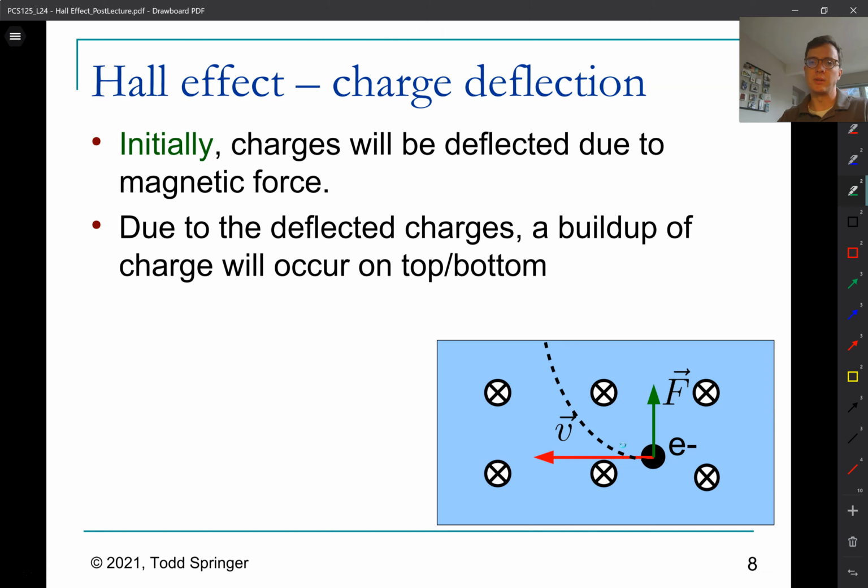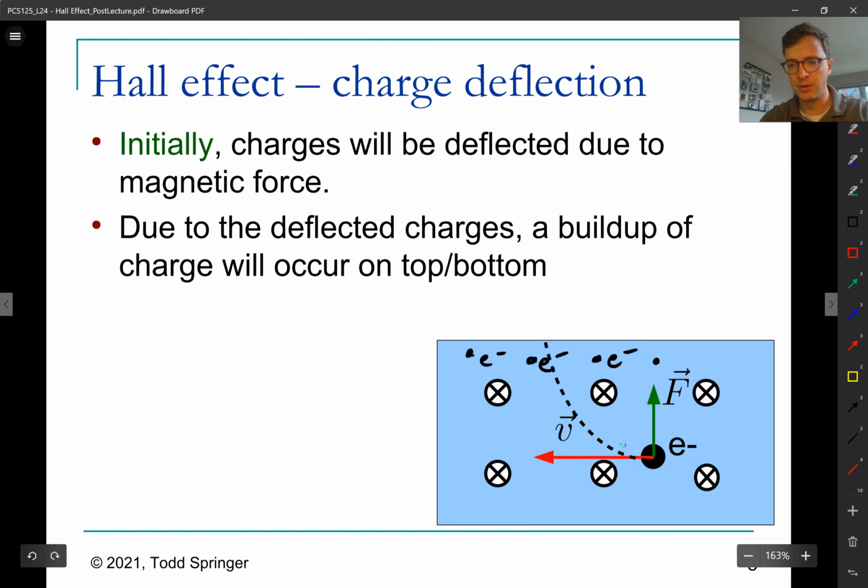And what's going to happen is you're going to get a buildup of charges on the top of this material. There's going to be a bunch of electrons which are going to be moved up here. They've gotten pushed up to the top because of the magnetic force. But then the more charge you get built up on the top, you're going to be repelling other electrons away from you.